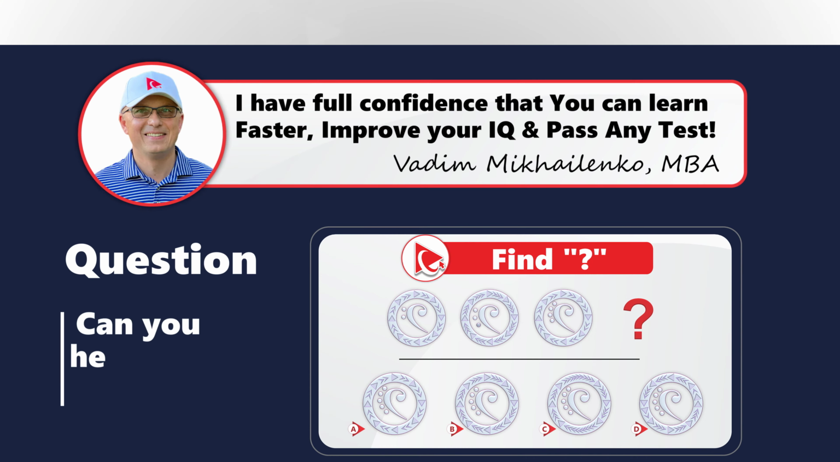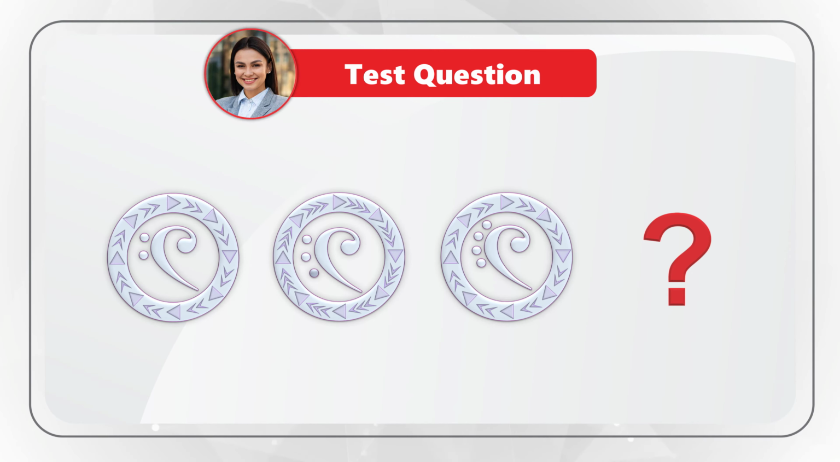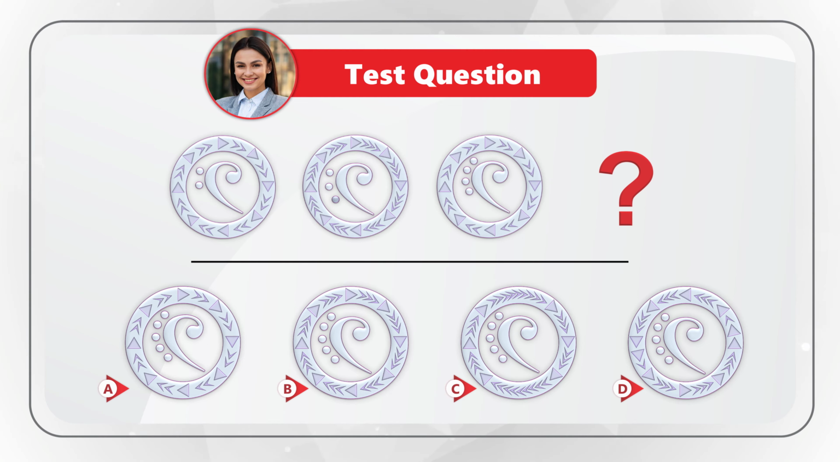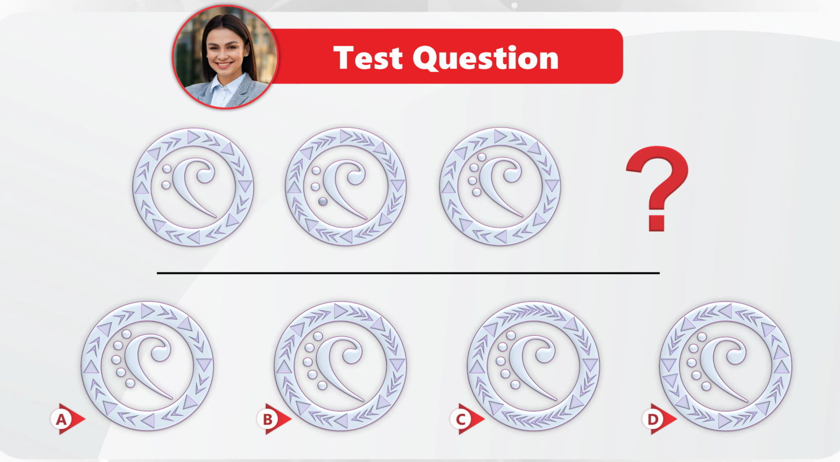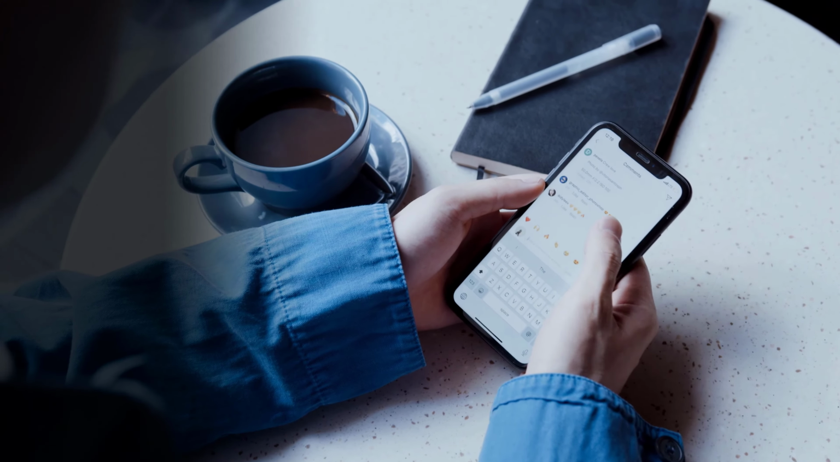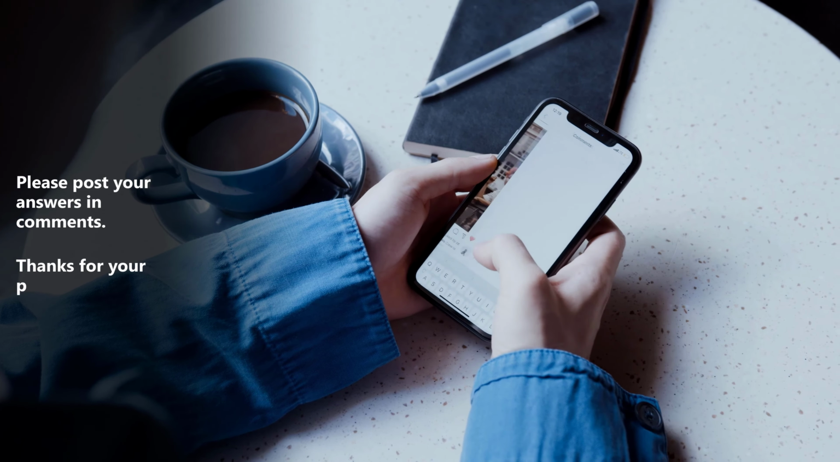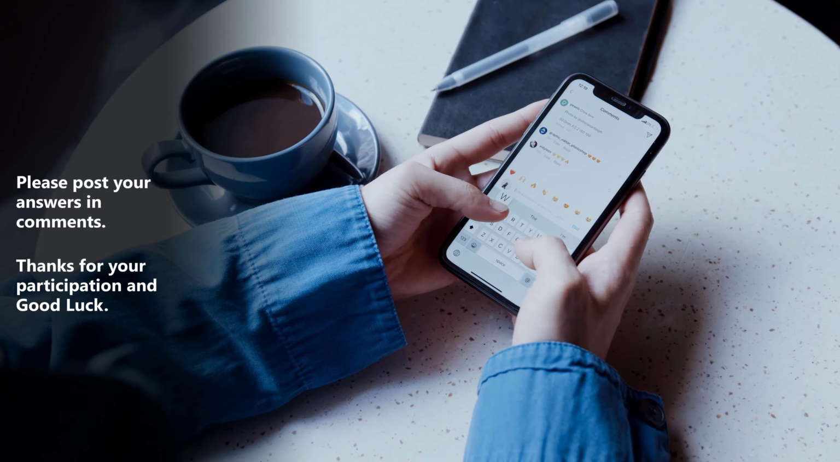I prepared a surprise practice question for you. You need to determine the missing item, and you're presented with choices A, B, C, and D. Take a close look, give yourself 10 to 15 seconds to see if you can come up with the solution. And once you're ready, please post it in comments so I can share with you my feedback. Thanks for participating and good luck solving the challenge.